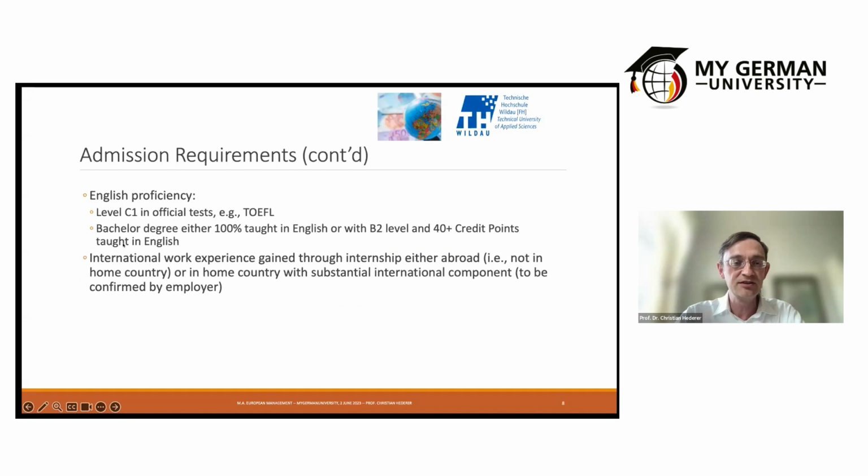You need English proficiency of C1. That's the normal requirement that we have. It's also possible, if you have a bachelor's degree that was 100% taught in English, that in fact would satisfy the language requirement. Or there's also a possibility, if you have at least 40 credits attended in English, that you then enter the program with a B2 level.